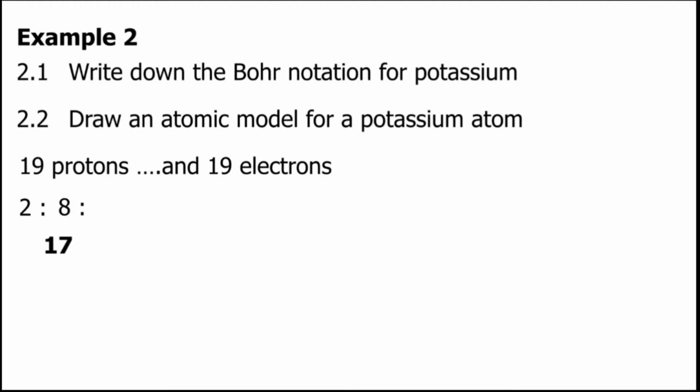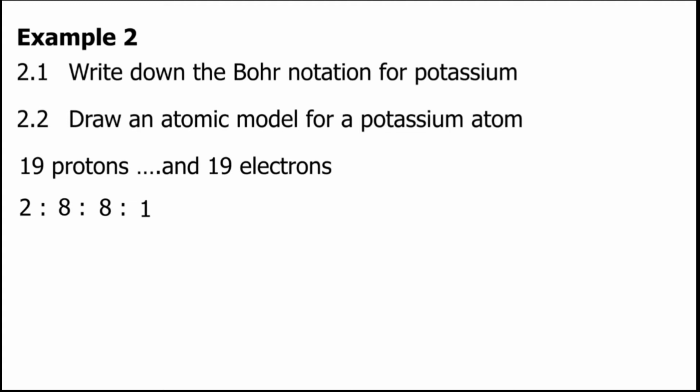I've used now how many electrons? 8 plus 2, I've used 10. I'm now left with 9 electrons. Again, I can't place all 9 into the next orbital. I can only place 8. That leaves me with 1 electron, which I can now place into the last orbital. So the Bohr notation for potassium is 2, 8, 8, 1.